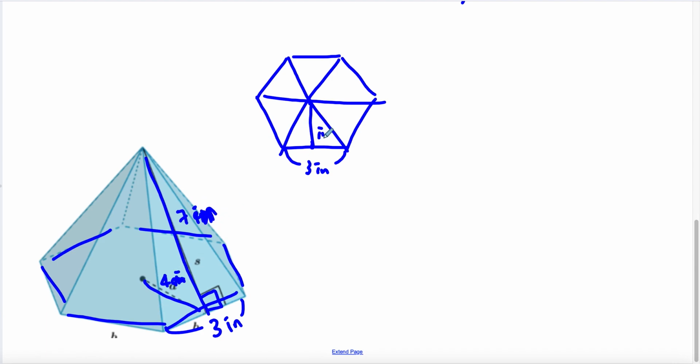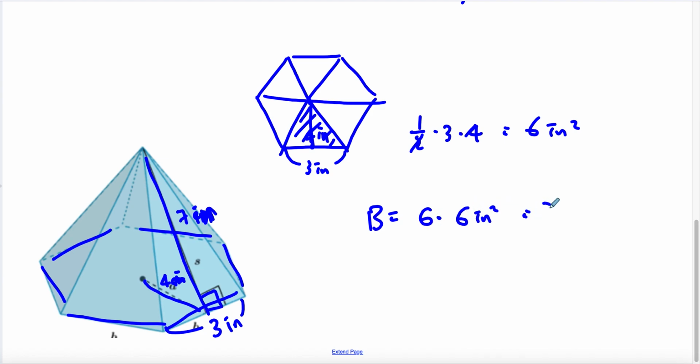So this is 4 inches. Then how do we find the area of one tiny triangle? It's 1/2 times 3 times 4, right? And that is 6 square inches. Each of these triangles has 6 square inches of area, and I have 6 of them. So the base will be 6 times 6 square inches. That gives me 36 square inches.